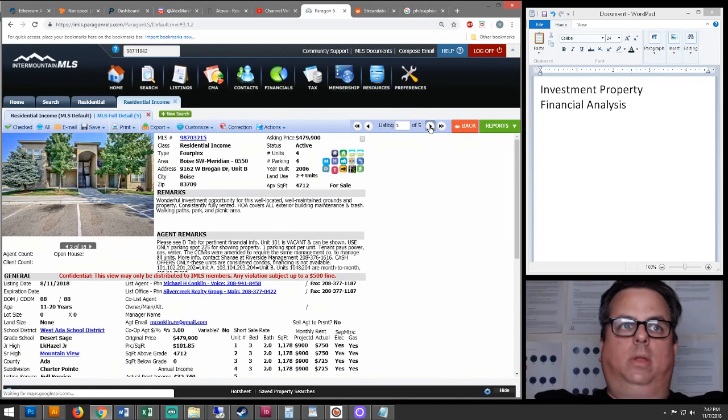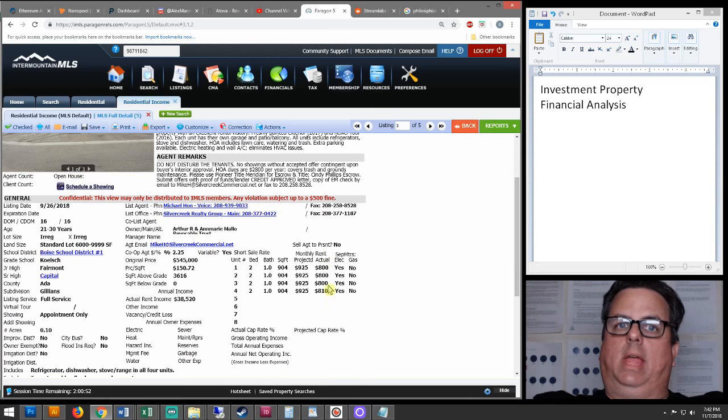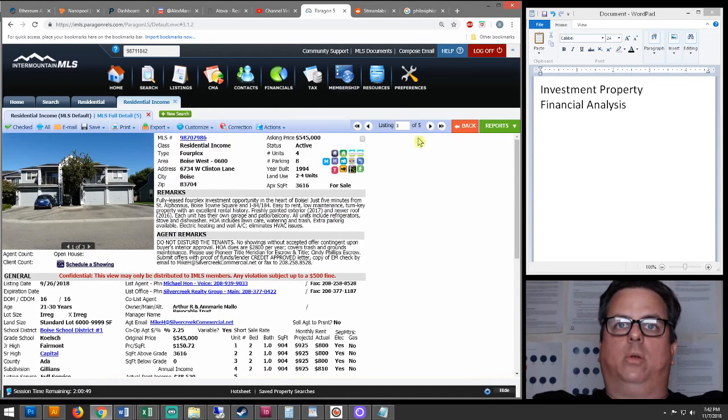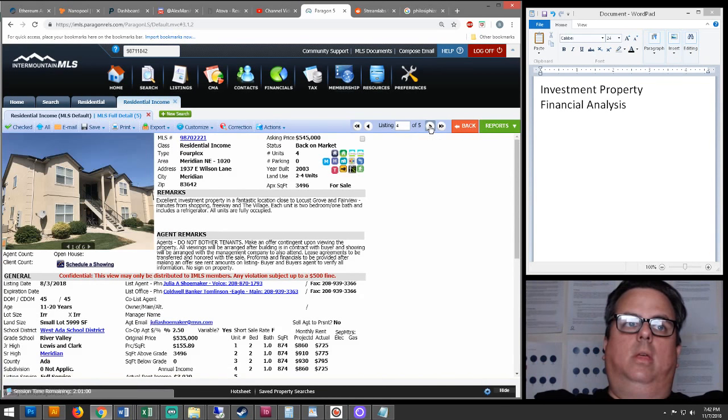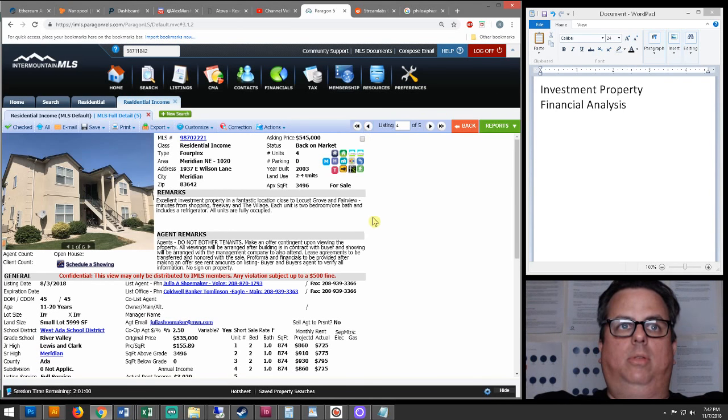Let's take a look at the next one here. 16 days on market in West Boise. The price is a lot higher, 545, and the rents are like $800. 545 with rents of $800, because ours was 585 with rents of 950 mostly. Probably the same ballpark, I suppose. Northeast Meridian, back on market. These rents are lower: 725, 775, 795, and 725.